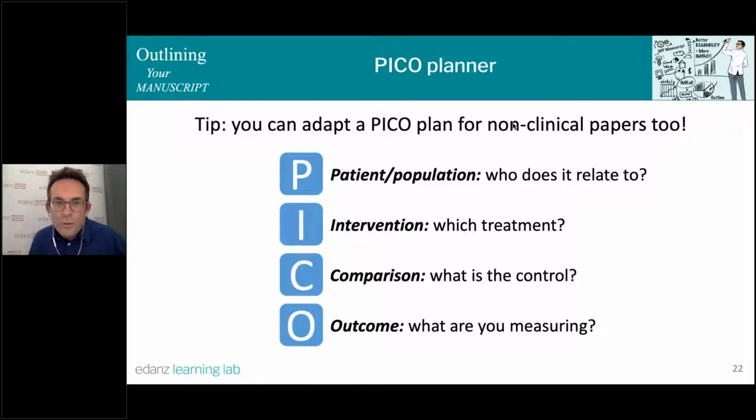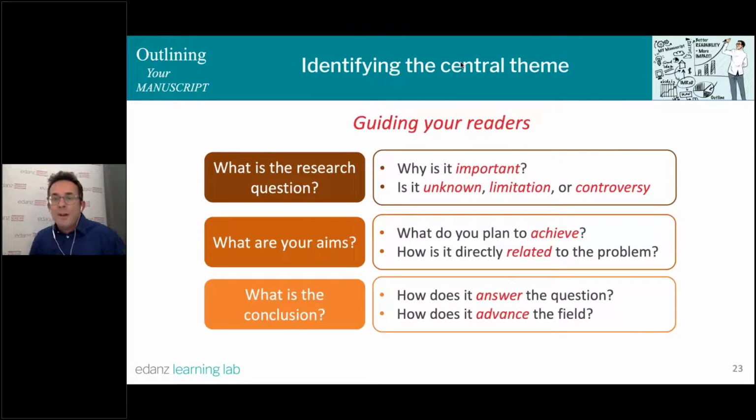So what does your research relate to? Which treatment did you use? Where's your control? What comparisons are you making? And perhaps most important of all, what is it that you are measuring? Take advantage of the different tools, the different ways in which other fields have structured these different parts of academic writing.